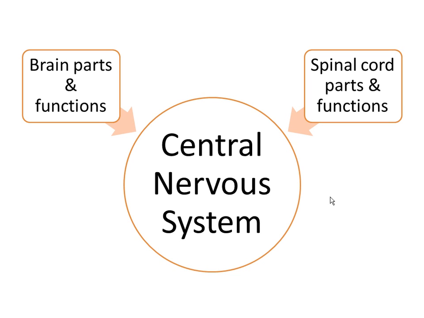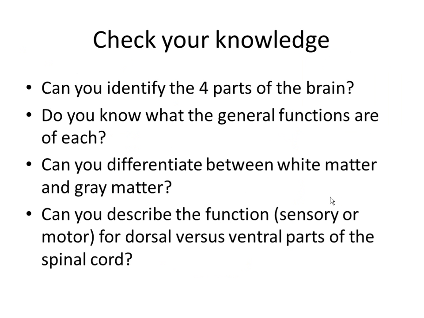So for spinal cord, you should be able to differentiate gray matter and white matter and their functions. For the parts of the brain, the 4 parts of the brain and their function. So again, can you identify the 4 parts of the brain? Do you know what the general functions of those 4 parts are? Can you differentiate between white matter and gray matter? Can you describe the function of the spinal cord of the dorsal versus the ventral parts? Remember, dorsal, sensory. Ventral, motor.